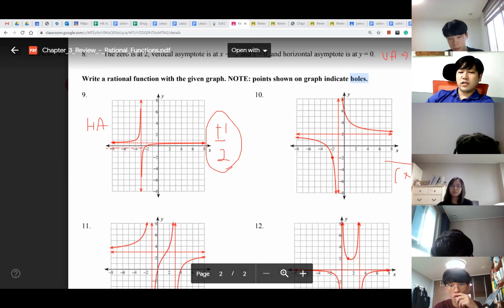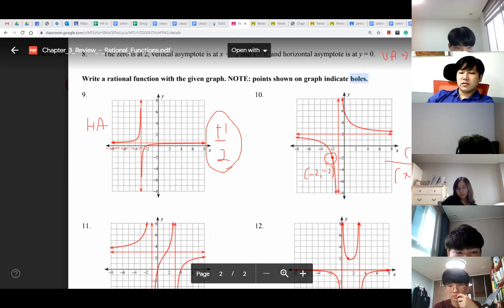Okay. Eddie, can you give me a second hint? There's a hole here. Where is the hole? What is the x value? -2. So the hole is at -2, comma -2? So x plus 2 is a factor, here and here. Okay, good.